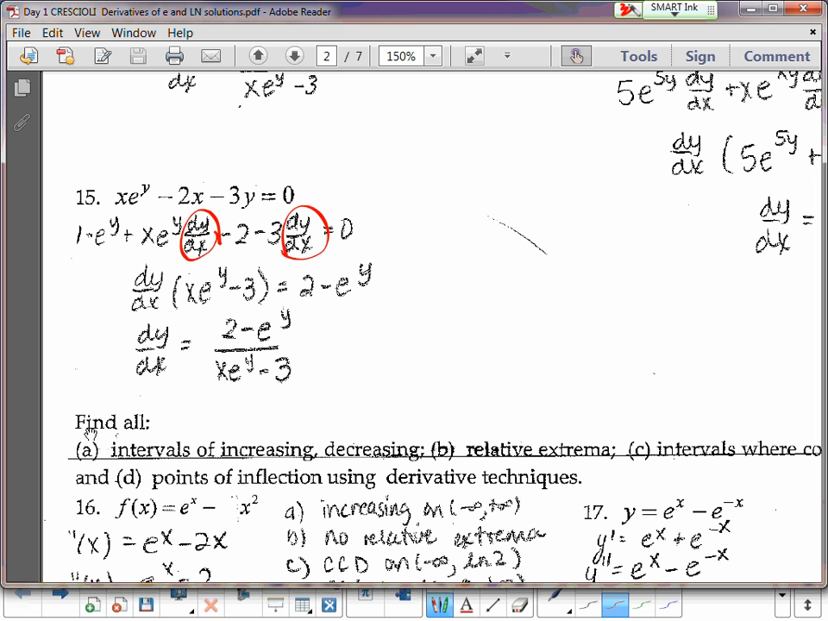Don't forget that. Alright, so we want to take these pieces and move them over to their side, so we get that -e to the y and that +2. And then factoring out our dy dx's, we're left with x times e to the y minus the 3 there, and divide those. Questions with that? Okay.